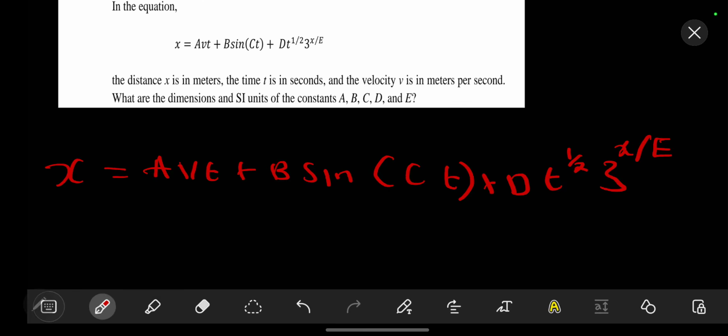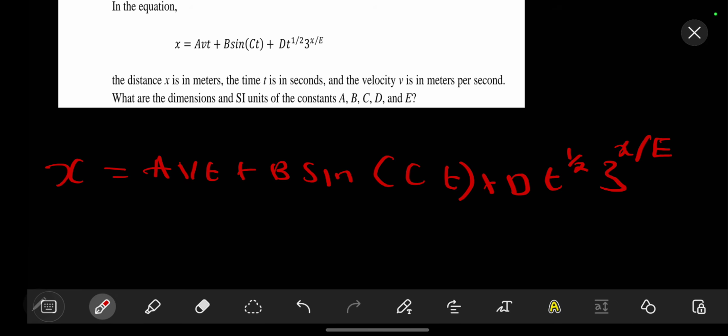So how do we find the values of these? Firstly, what we are going to do is answer not in any particular order. Whatever is easy to find, we are going to find.